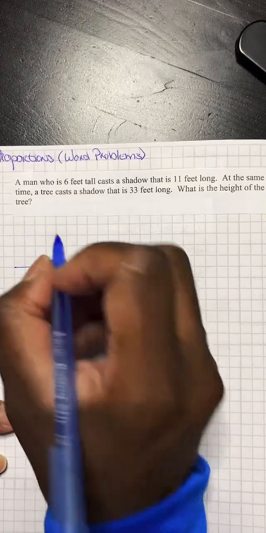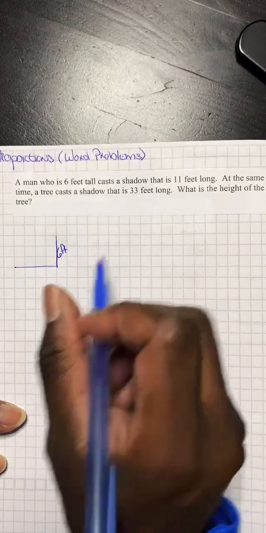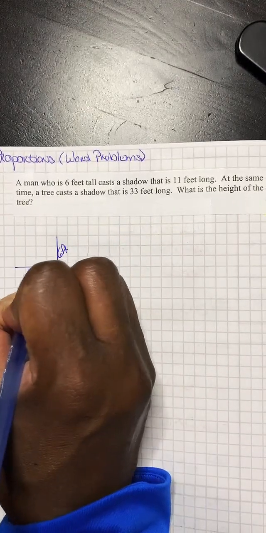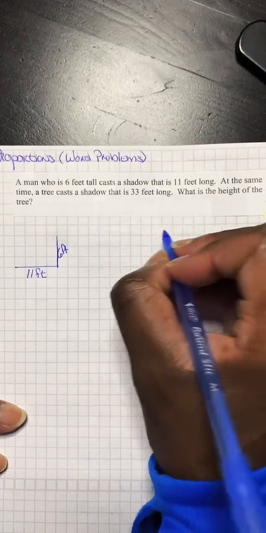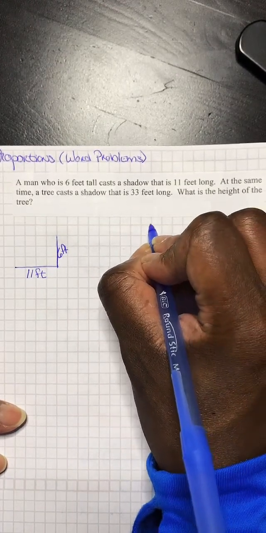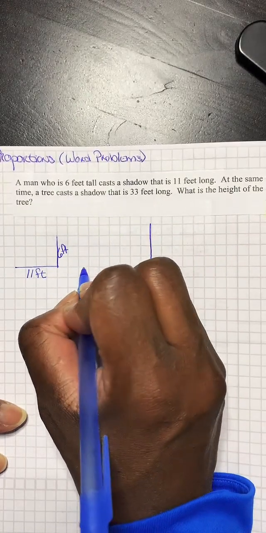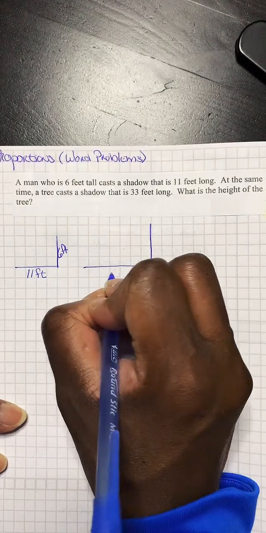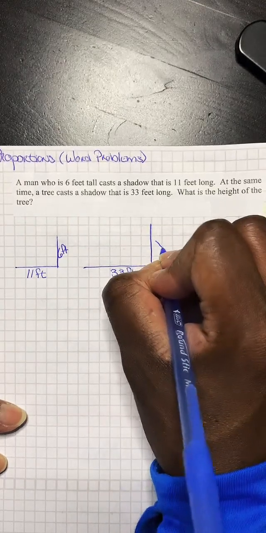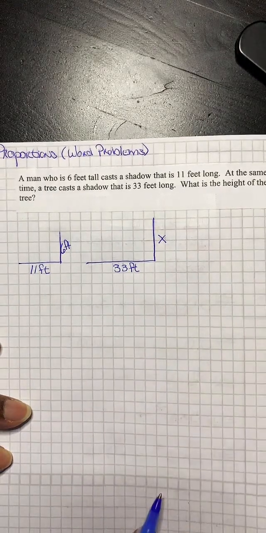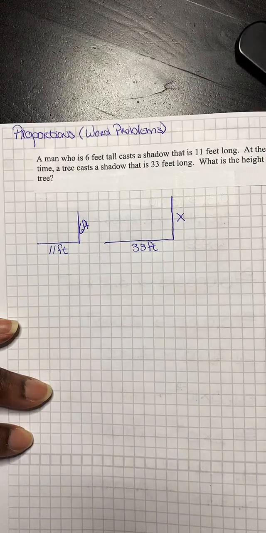All right. So we have our 6-footer right here, and he casts a shadow that's 11 feet long. At the same time, we have a tree. We don't know how tall the tree is, so it could be a little bit taller than a man, but we definitely know that the shadow is 33 feet. And we want to know how tall is the tree. Okay? Is the visualization helping a little bit?